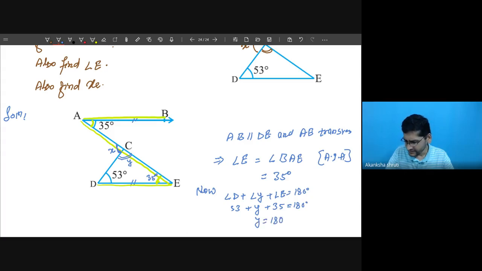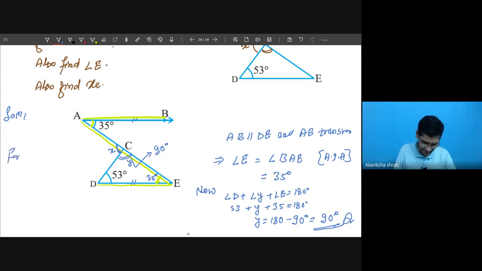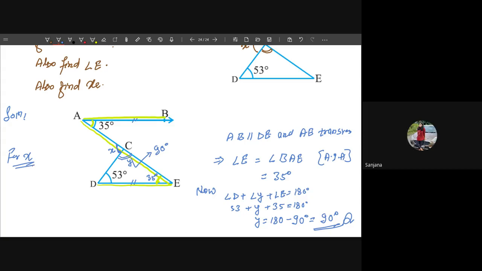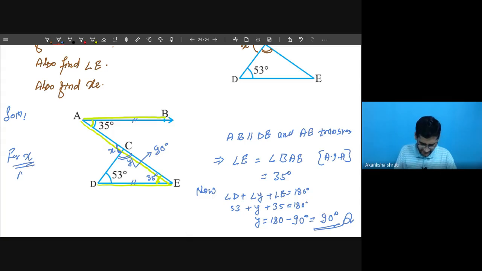It is 180 minus 90 degrees. 50 plus 30 is 80, so 53 plus 35 is 88 and the result is 90 degrees. So what is this value? So this is your 90 degrees. Are you getting this angle? So this angle is our 90 degrees. This we have calculated. Now for X, how can we calculate the value of X? Student, AE is a straight line.